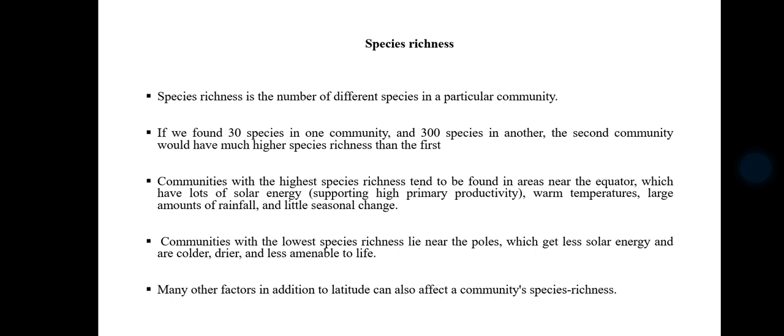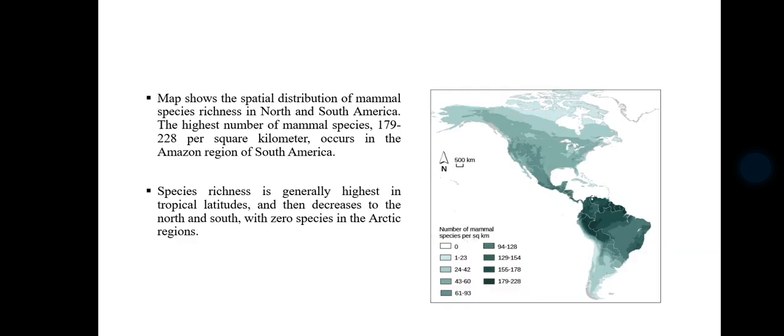Communities with the highest species richness tend to be found in areas near the equator, which have lots of solar energy, supporting high primary productivity, warm temperatures, large amounts of rainfall, and little seasonal change. Communities with the lowest species richness lie near the poles, which get less solar energy and are colder, drier, and less available to life. Many other factors in addition to latitude can also affect a community's species richness.